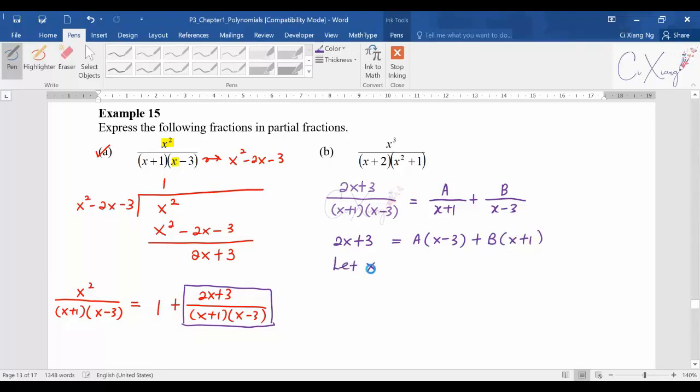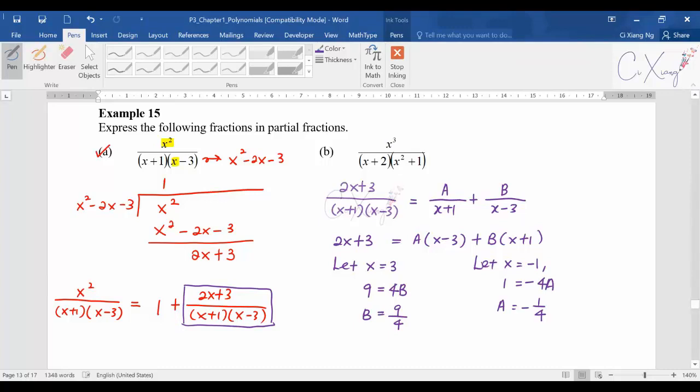So what I need to do is let x equal to 3. 3 times 2 is 6 plus 3 is 9, equal to 3 minus 3 is 0, and 3 plus 1 is 4. So you have 4B on the right-hand side, and therefore what is the value of B? It will be 9 over 4. And after that you let x equal to negative 1. So when x equals negative 1, on the left you have 1, and then on the right you have negative 4A. So your A is negative 1 over 4.